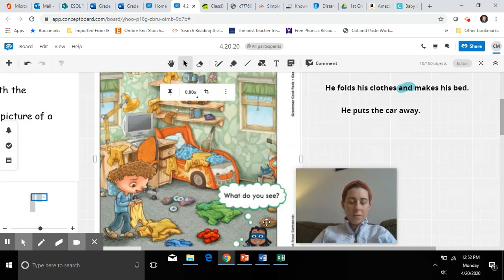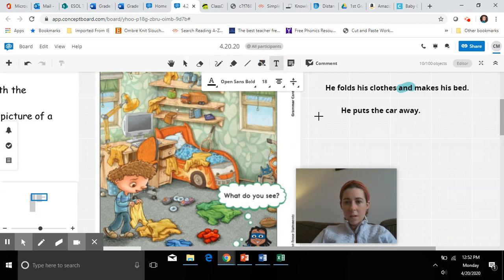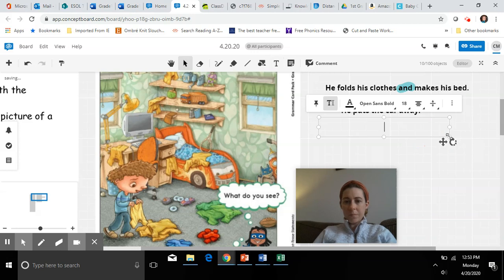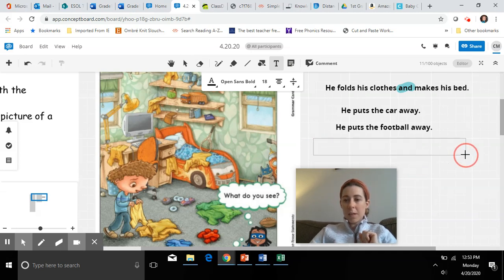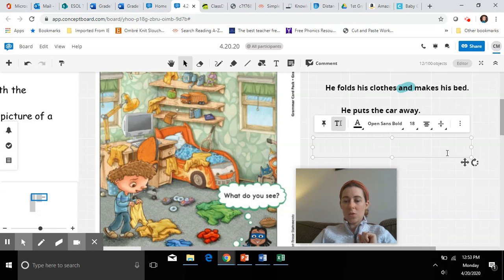And let's say the football. He puts the football away. I wrote 2 sentences of other things he needs to do, but we could connect them together with and. Let's make one sentence. See if you can tell somebody, if you can speak a sentence by putting these 2 together. He puts the car away, he puts the ball away. How do we join those together to make one sentence?